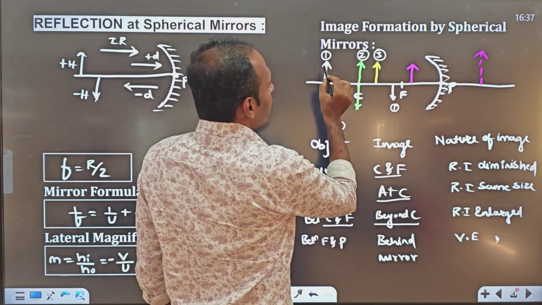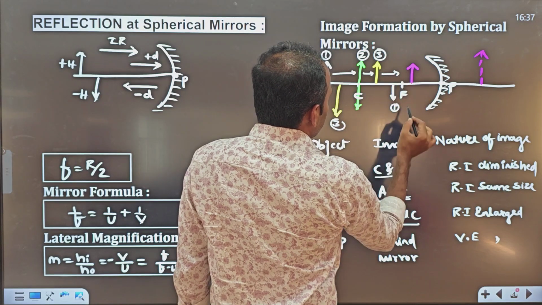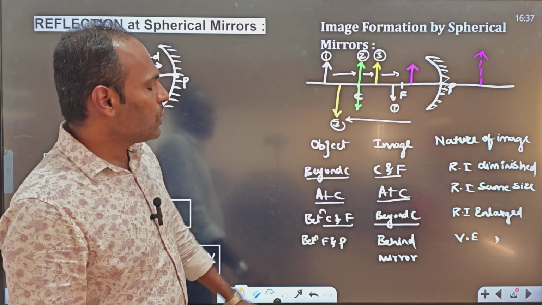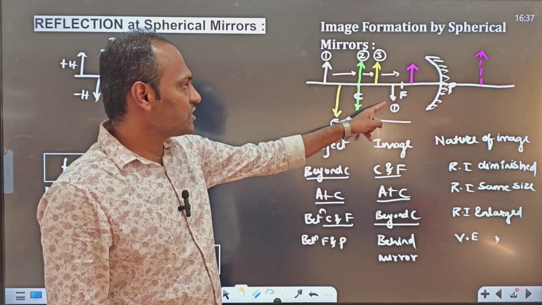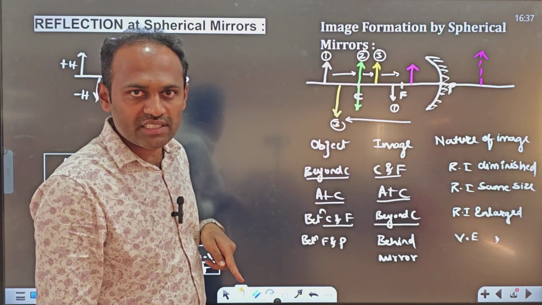See, as we move the object towards the mirror, the image is moving away from the mirror. What is happening to the size of the image? It is enlarging. The size of the image is going on increasing, right?